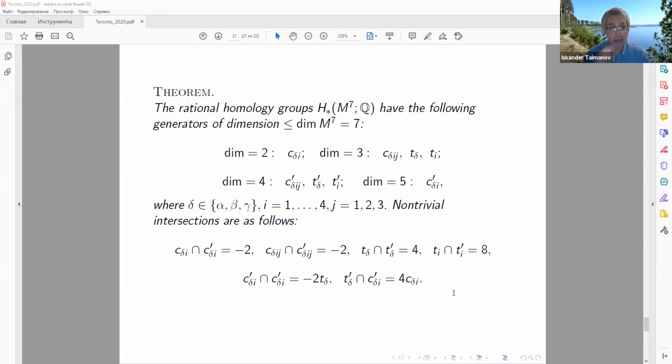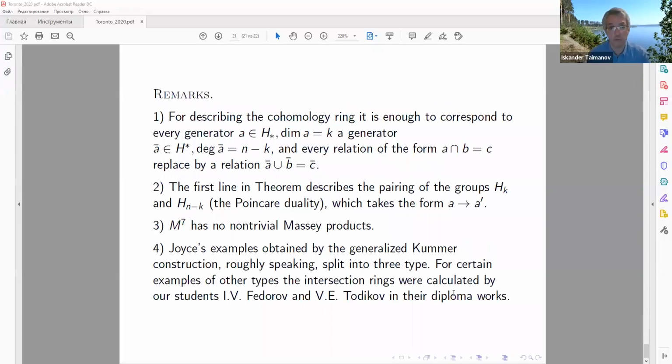I'm coming to the remarks. For describing the cohomology ring, it's enough to correspond to every generator the generator of complemented dimension. I called it A bar, and every relation A cap B equals C is replaced by the relation A bar cap B bar equals C bar. So we reconstruct the cohomology product, which was important, because in the article by Joyce the Betti numbers were computed, but the ring structures were not computed, and the question of how they look remained open.